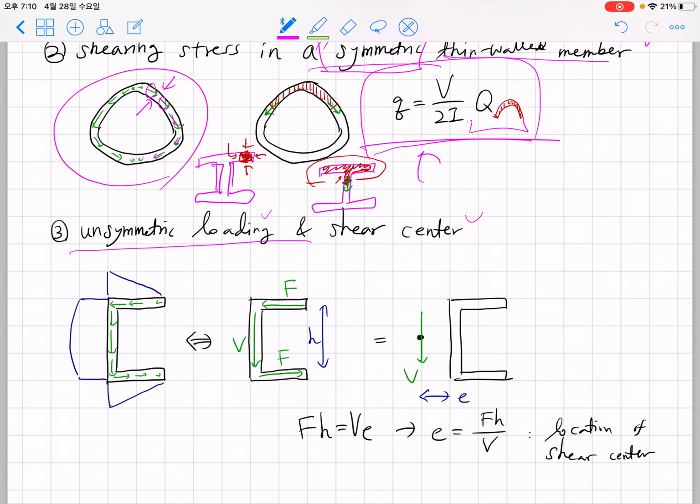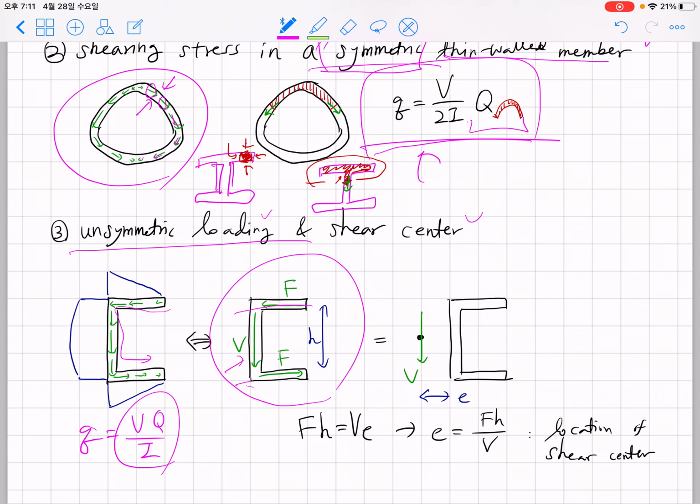Then we discussed unsymmetric loading and shear center. We didn't discuss general unsymmetric loading, including the twist, because it's out of the scope of this course. We somehow considered this problem in a different way. Only if there is no twist, we can apply the tau equals VQ over I equation. The approach we took was to assume that there is no twist, then we can draw the shearing stress distribution based on this equation. Then after obtaining this shearing stress distribution, we can obtain the force distribution at the flange and web and flange area.